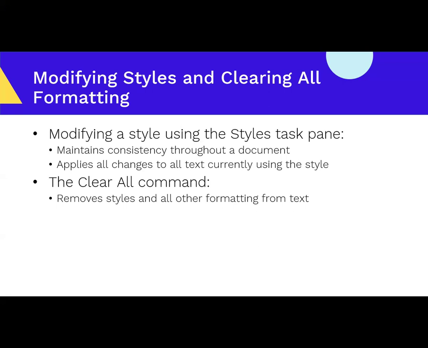So modifying styles and clearing all formatting. Modifying the style using the styles task pane maintains consistency throughout a document, applies all changes to all text currently using that style. And then the clear all command removes styles and all other formatting from the text. So as we're going through and we're applying these styles or subhead 3, if we make any changes to that subhead 3 style, it will go back and change all the places we put that style in the document. So it makes it very easy to go through and change formatting on different things throughout the document if you're using styles.